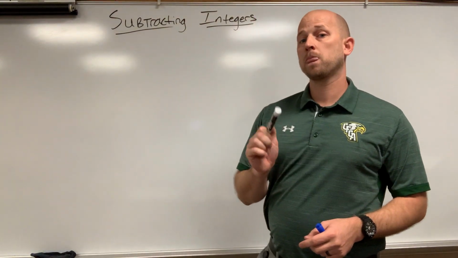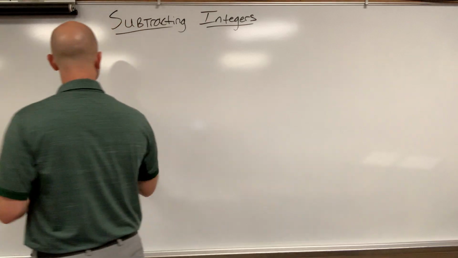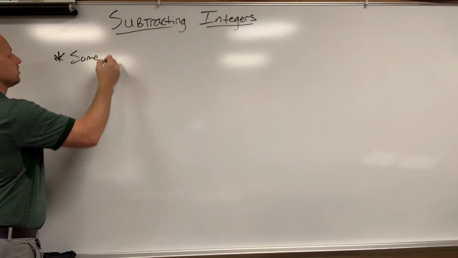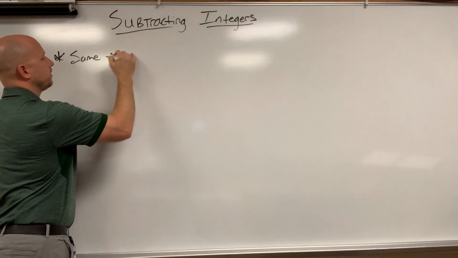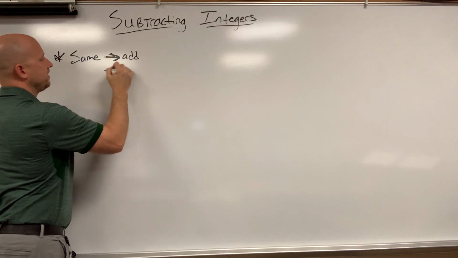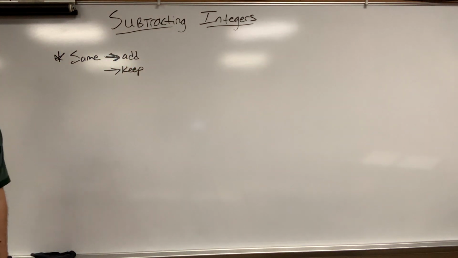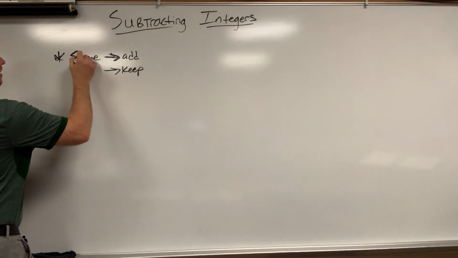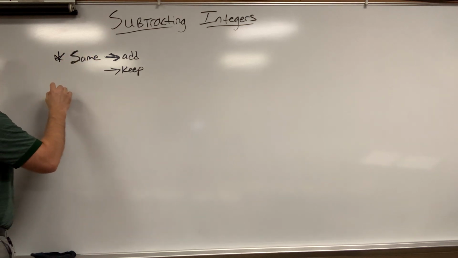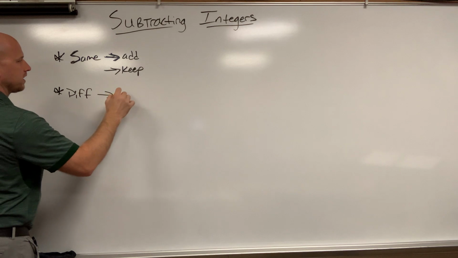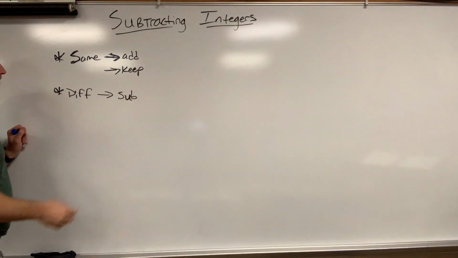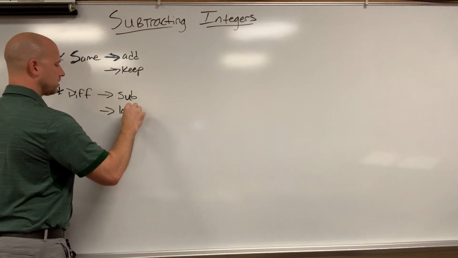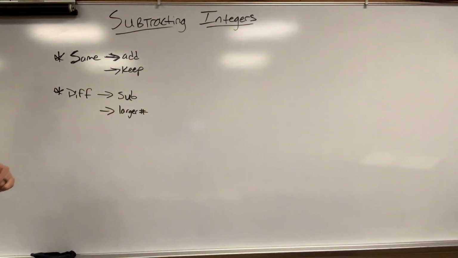Just a quick reminder of the rules that we talked about. I'll do a shorthand real quick. If it's the same signs, we add, and then we keep the signs. Sorry if the glare's kind of bad. Same signs, keep. If it's different, then you subtract, and then you take the sign from the larger number.